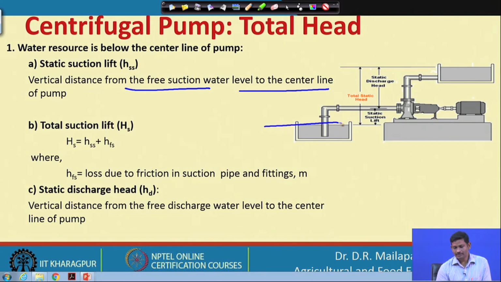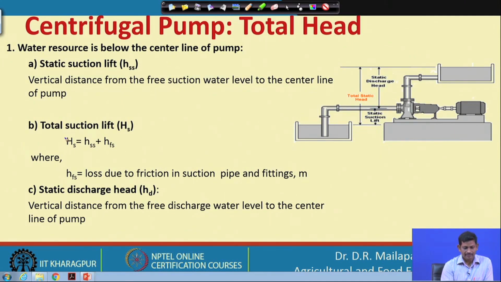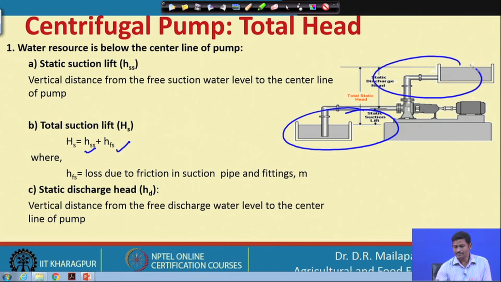We already defined this in the previous lectures. So, this is the static suction lift, from the center line to the water surface. Then the total suction lift will be the static suction lift plus the friction head losses in that pipe. So, the suction is done, and we have two parts here: one is the suction part and the other is the discharge part. In both cases we are going to estimate the head losses individually.